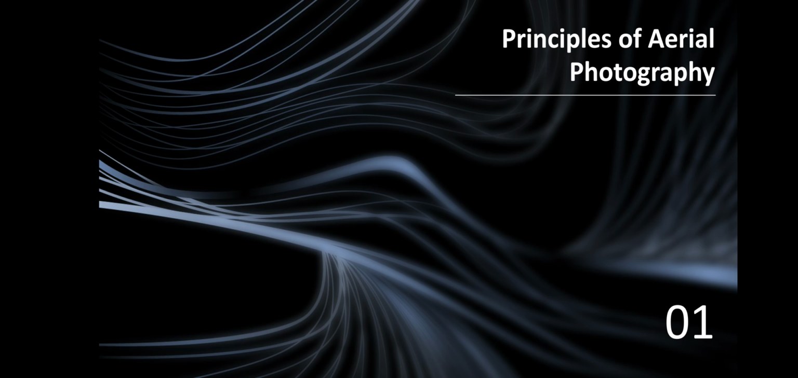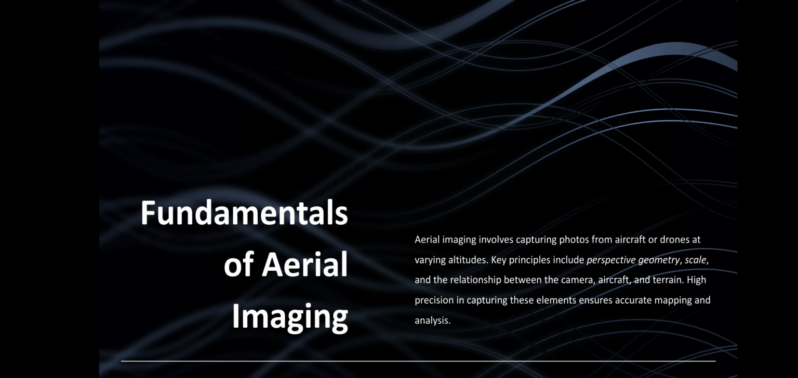Principle of aerial photography. Fundamentals of aerial photography. Aerial imaging involves capturing photos from aircraft or drones at varying altitudes. Key principles include perspective geometry, scale, and the relation between camera, aircraft, and terrain. High precision in capturing these elements ensures accurate mapping and analysis.